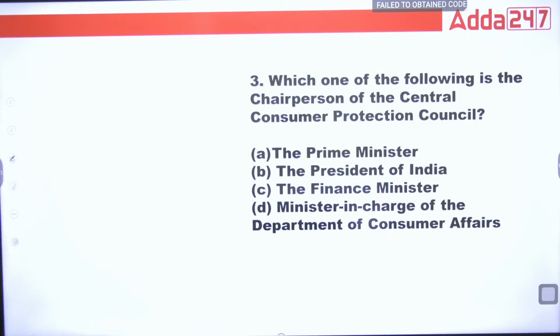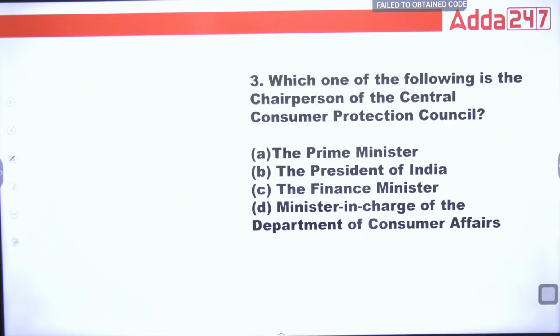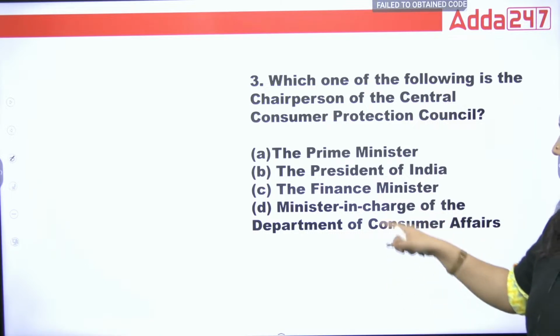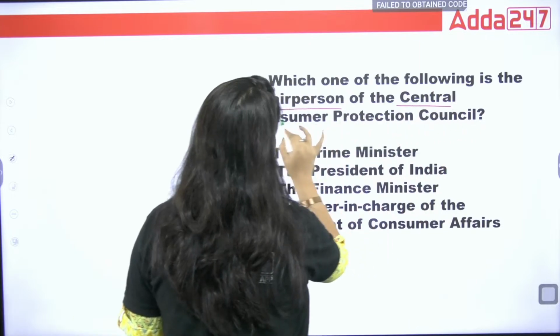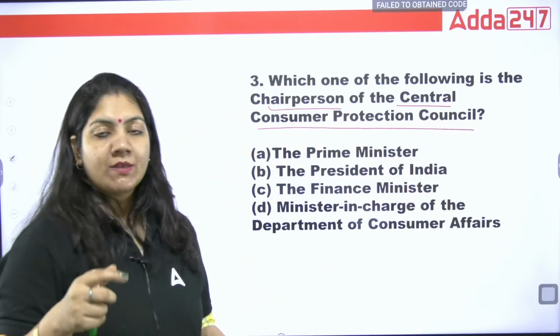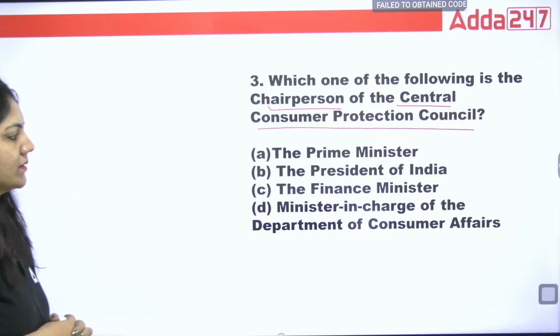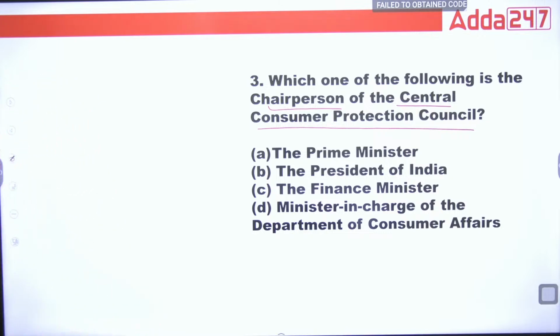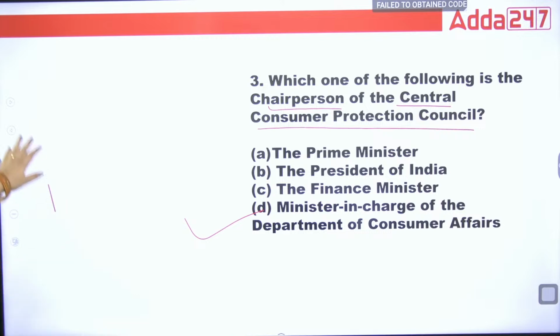Which one of the following is the chairperson of the Central Consumer Protection Council? Prime Minister, President, Finance Minister, Minister in charge of the Department of Consumer Affairs. This question may also be asked in another form, because it asks who is the chairperson of the Central Consumer Protection Council. So it may be possible that the chairperson of the State Council or the District Council can also be asked. So please do not forget to remember. For this, D is the right answer.